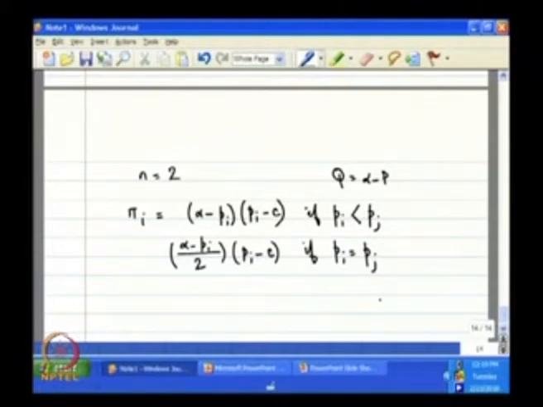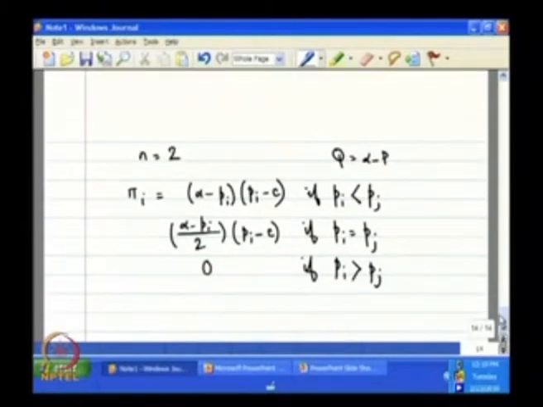And finally, if the ith firm's price is greater than the jth firm's price, nobody is going to come to it, and the demand that it caters to is going to be 0, cost of production is going to be 0, and so profit is going to be 0. So, this is the last case. Here i can be 1 or 2.